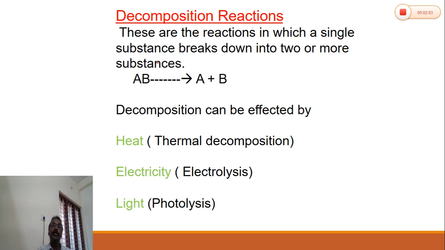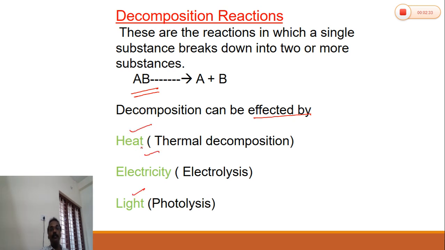Next is decomposition reactions. In decomposition reactions, a single substance breaks down into two or more substances. This is the opposite of a combination reaction. In a combination reaction, two substances combine to form a single substance. In a decomposition reaction, a single substance breaks down into two substances. Now, this decomposition can be brought about by heat, electricity and light.